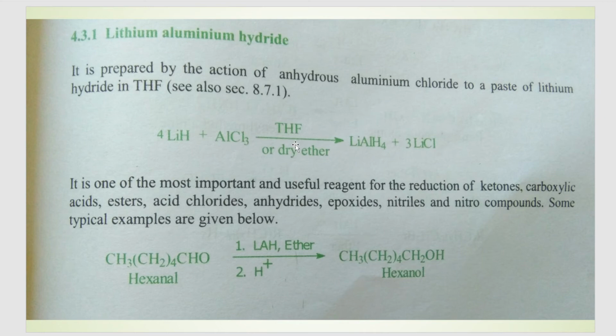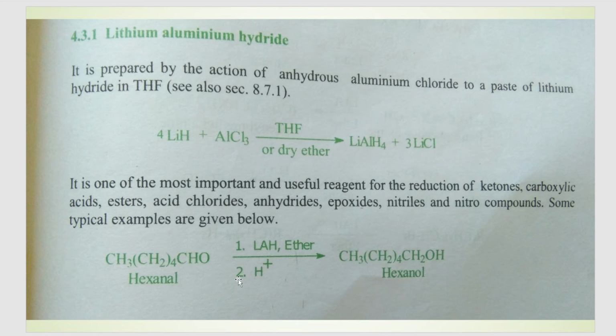So why is lithium aluminum hydride used? It is most commonly used as a reagent to carry out reduction, maybe of ketone, carboxylic acid, ester, acid chloride, anhydrides, epoxides, nitriles, etc. And some of the examples are given. If they ask you a reactant and a product, you should be able to write what type of reducing agent is used. Usually if these are carbonyl compounds or carboxylic acids or esters or acid chlorides, generally lithium aluminum hydride can reduce all of them into alcohols.